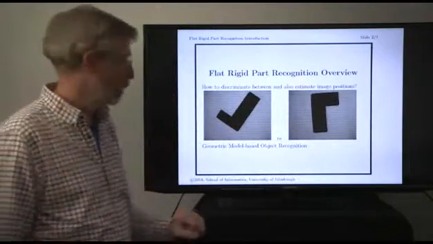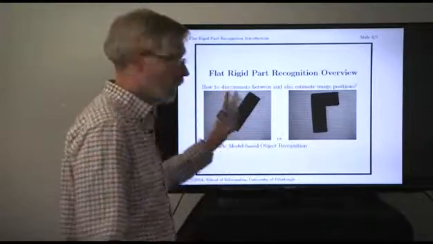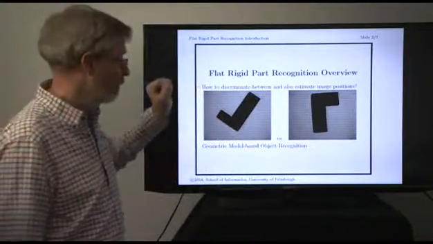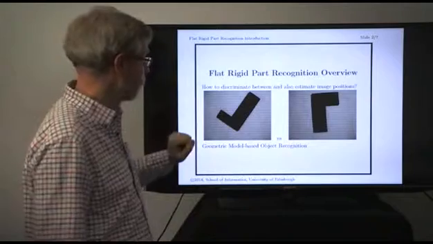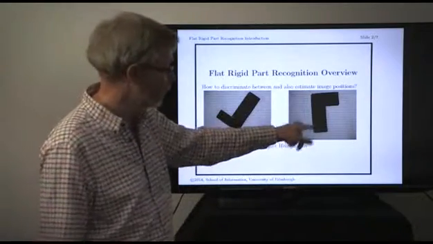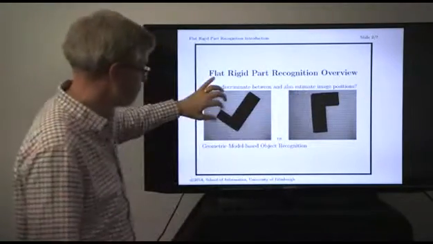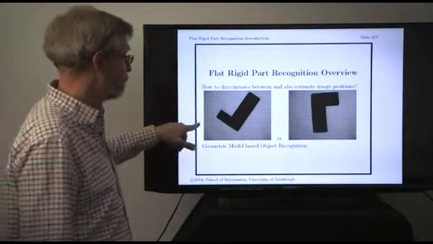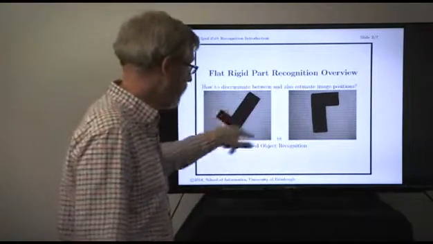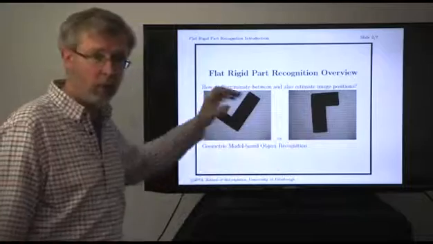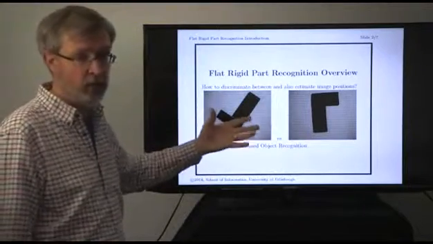What we would like to be able to do is take a full big image, something like this, and be able to say, well, which part is it? Is it this one or is it this one? Notice there's a slight difference between the two. And we'd also like to say, where is it in the image? We want to be able to recognize the part and estimate its position.